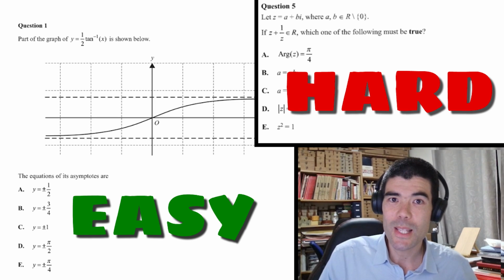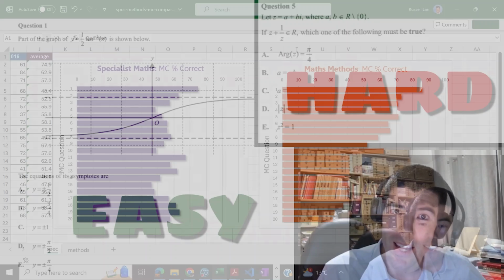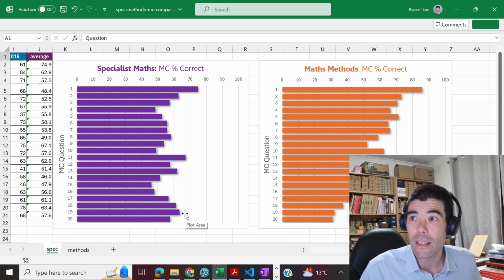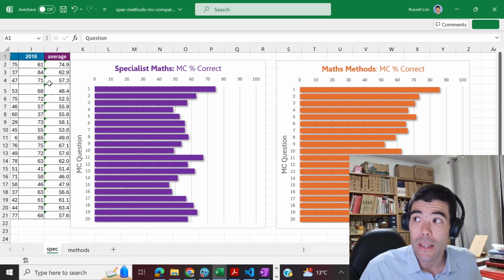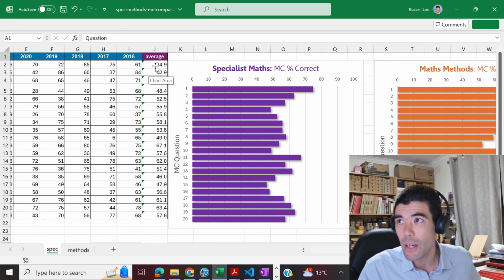So we're going to look at some specialist maths multi-choice questions from easy to hard. Interesting thing about the specialist maths multi-choice section is that the hardest questions are not necessarily at the end. What I've done here is pulled the data for the last 8 years of exams since 2016, and this is the average success rate on each question.